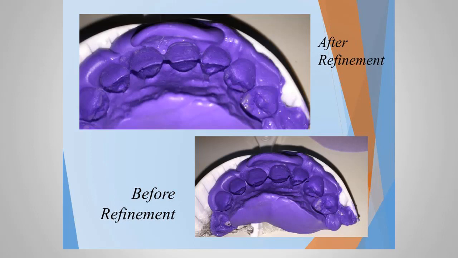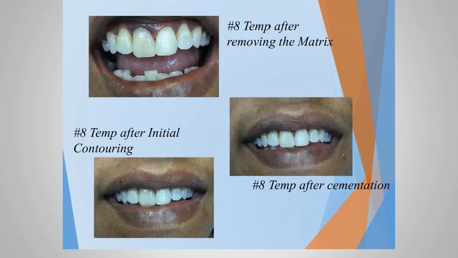So this is before, when we just took the impression of tooth number 8, and this is after, where I used a burr to define the lingual and buccal walls and remove the interproximal areas of this impression. This is the temporary once we've loaded the matrix, placed that matrix onto the tooth, and the temporary sets up and we take off that matrix. This is what we got. This is the temporary after we do some simple contouring and shaping, and this is the final shape of the temporary after cementation.